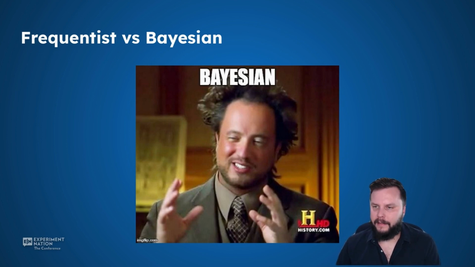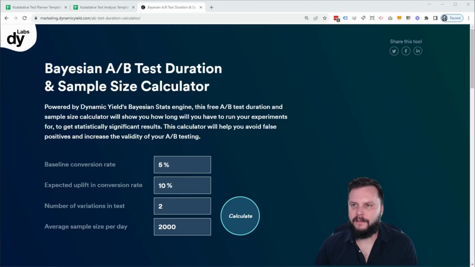So let's look at just a quick example of Bayesian calculators. This is from Dynamic Yield Labs, and it's a little bit of a rarity because they have a sample size calculator that's based on Bayesian statistics. And usually, even people that use Bayesian kind of admit that Bayesian isn't all that useful for test planning. So maybe it's useful after the fact, but the test planning doesn't really work that well with it. I'll get into that more in a second, but let's just look at a quick example.